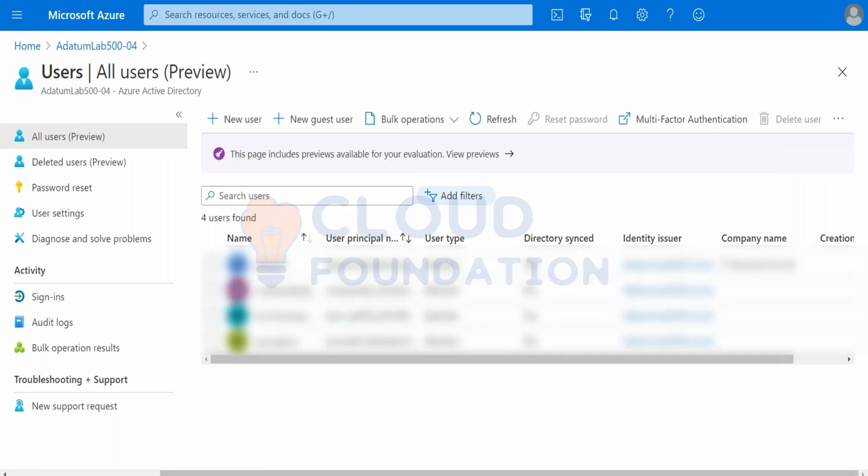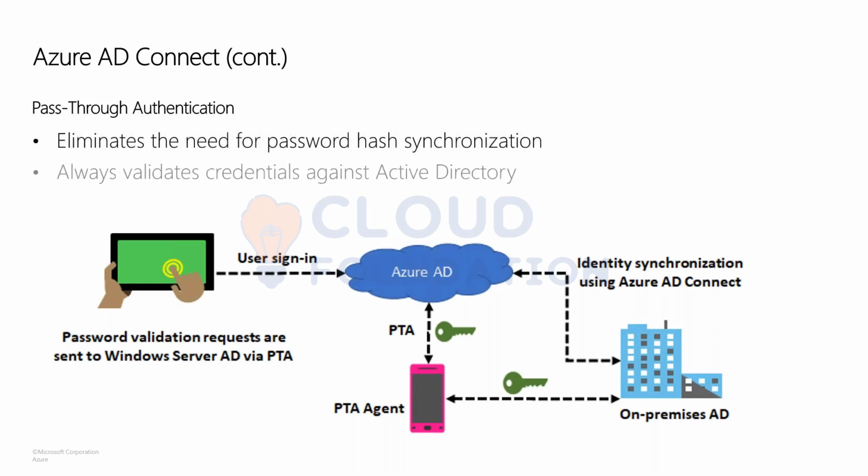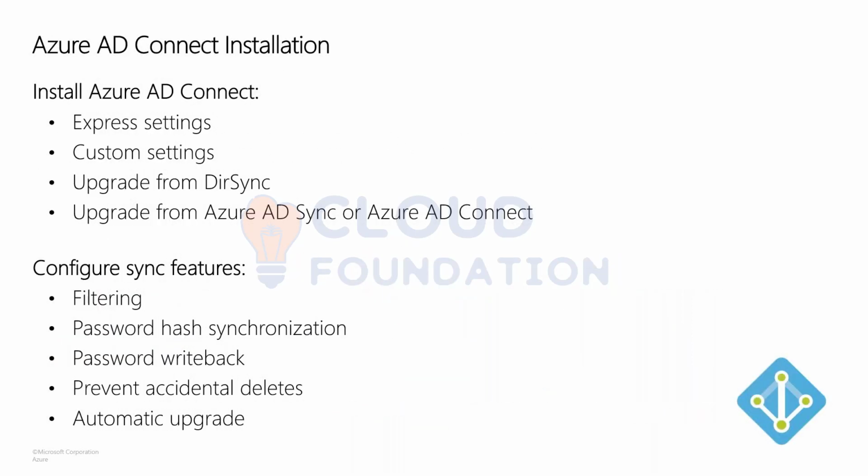Okay, so while that happens, let us proceed further. Authentication using pass-through authentication agent. So is everyone clear with this? Any questions here in terms of pass-through authentication agent? Okay, so what we have done right now is we have used something called express settings.